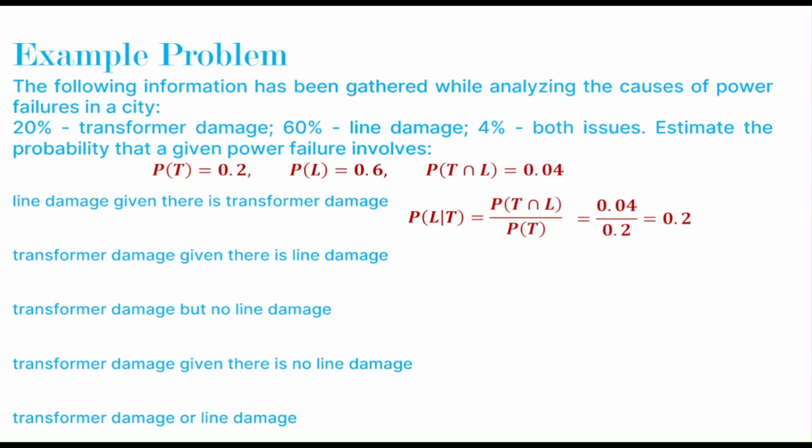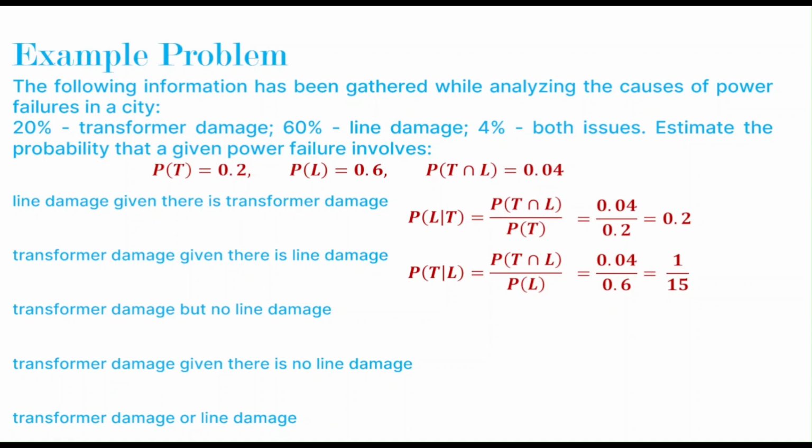The next one asks us to find the probability that a given power failure involves transformer damage, given there is a line damage. Just like the previous one, it will become the probability of transformer damage intersection line damage, upon the probability of failure due to line damage, which will be 0.04 upon 0.6, or 1 upon 15.